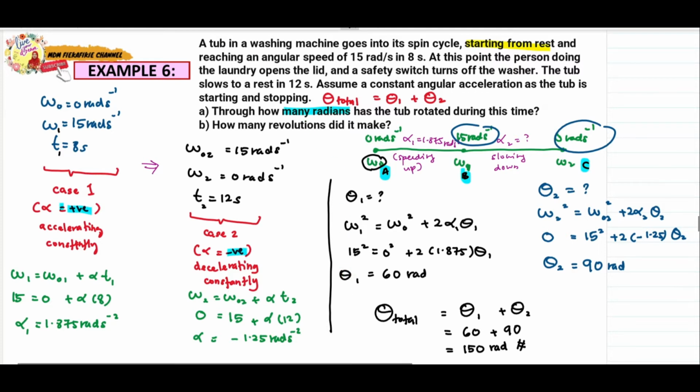And question B asks how many revolutions did it make. For B, just convert 150 radian to revolution. So 1 revolution, the partner radian must sit at the bottom. This one is on top, its partner sits at the bottom, so divide by 2 pi radian. Therefore, the number of revolutions should be equal to 23.87 revolutions. Okay, so we finish example number 6.